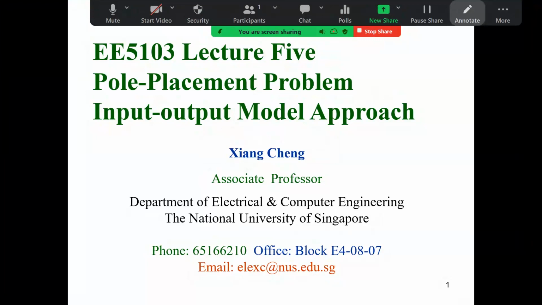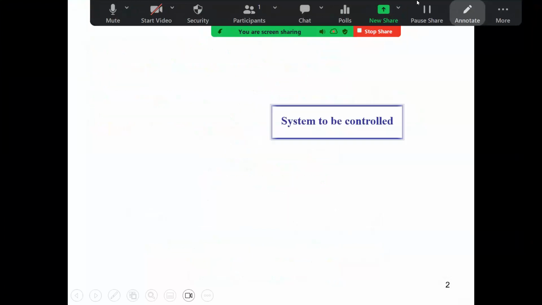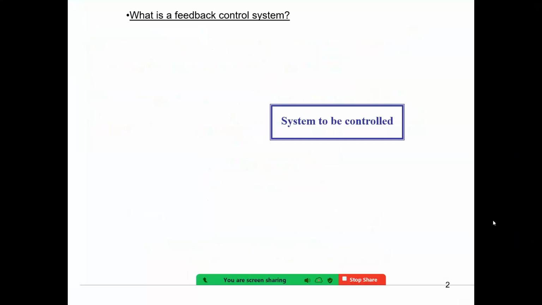Okay, today we are going to talk about another way to solve the power placement problem. Probably a simpler way, but let's be very clear about where we are. So what's a feedback control system?